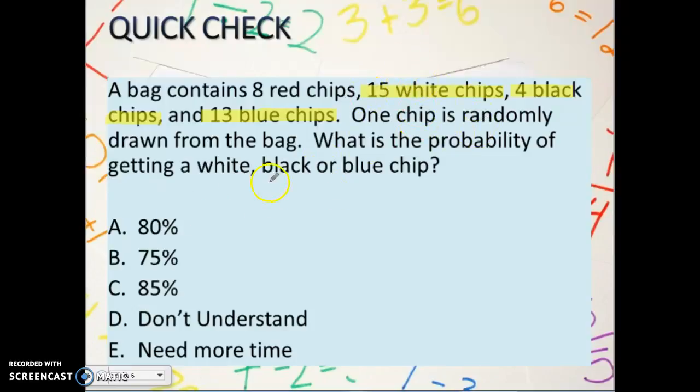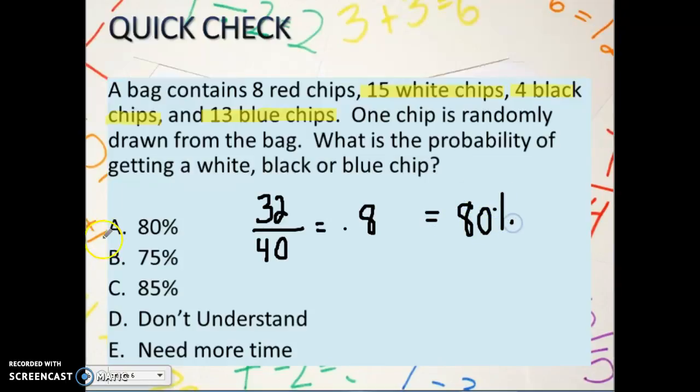Well, when you add all of the possible chips you could use, you get 32 out of 40. If I divide these, 32 divided by 40, I get 0.8. 0.8 is the same as 80%. So our answer here is A.